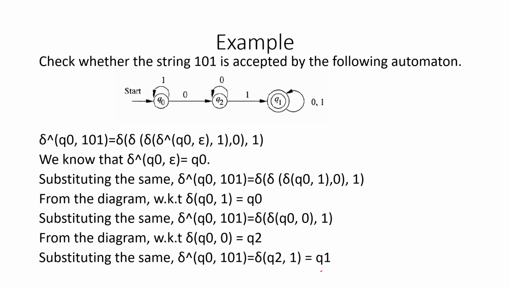So what is the final state you are getting after scanning the input string 101? It is q1. See, after processing all the symbols in the input, what we have to do? We have to check whether the final state which we are getting is an accepting state. Yes, in our example, q1 is an accepting state. Thus, we say that the string 101 is accepted by the automaton. So, this is a formal way of verifying whether the string 101 is accepted by the automata or not.